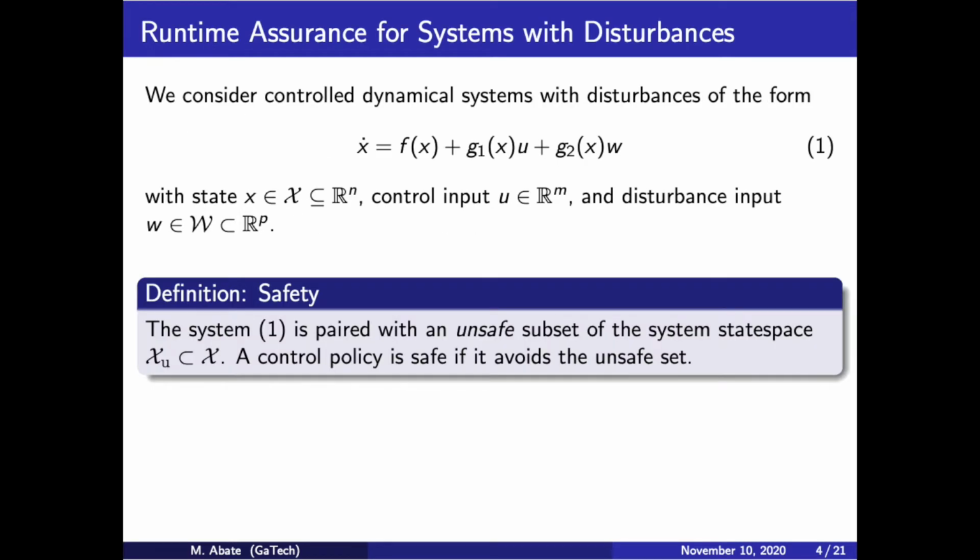I'll begin by addressing our first contribution, and we'll present a problem formulation for runtime assurance for control systems with disturbances. In this setting, we're considering systems of the form given in equation 1, where x is the state, u is the control input, and w is a disturbance input, which enters the system dynamics in an affine manner. And additionally, we're going to pair the system with an unsafe set of states, which are to be avoided for all time.